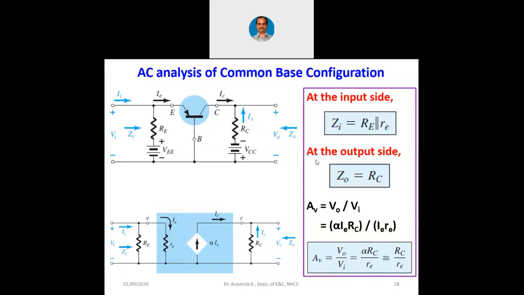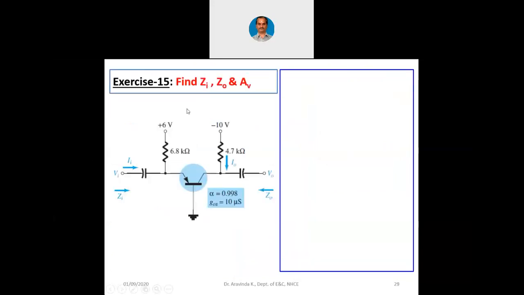So, let us solve the exercises now. Remember this formula: Zi is capital Re parallel with small re for the common base configuration, and Z0 is capital Rc, and AV is alpha Rc divided by small re. Remember it as alpha into capital Rc divided by small re, because we are going to consider alpha. Now, using this, let us solve the exercises. Find Zi, Z0 and AV for a given common base configuration, where this is a PNP transistor.